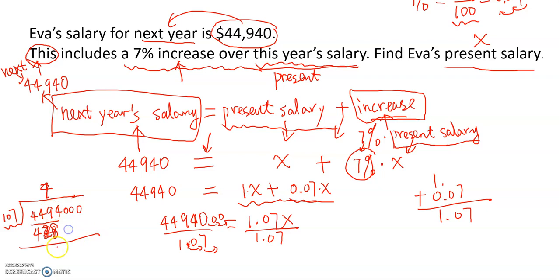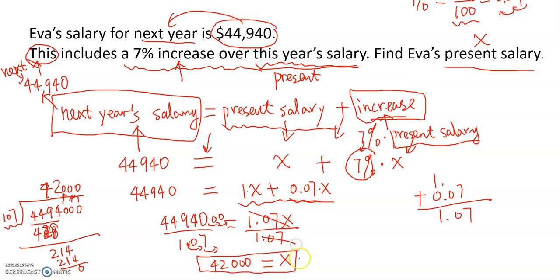Okay, so 428, and we subtract them, we get 21, and then 107 goes into 214 2 times. And now we move all the zeros up, because 107 goes into 0, 0 times. So the final answer for x will be, because any number divided by itself is going to be 1, we're just going to have x on the left. And that's the division that gives us $42,000 as the answer. And do a quick check. It makes sense because the present salary should be smaller than next year's salary.